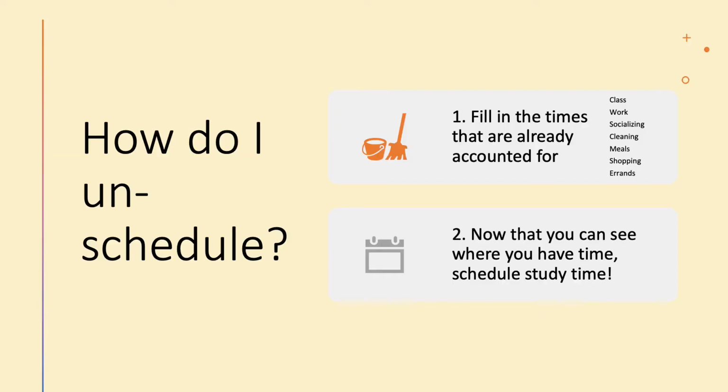There's really two main steps in unscheduling. The first step is filling out all the times in your week that are already accounted for. So time spent in class, at work, socializing, cleaning, eating meals, preparing meals, shopping, or just running any errands. And step two, now that you can see where you have those open time slots, you're going to schedule your study time.